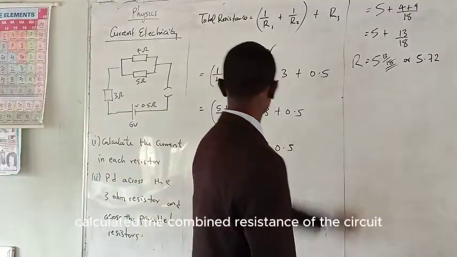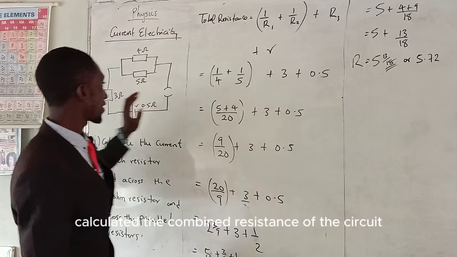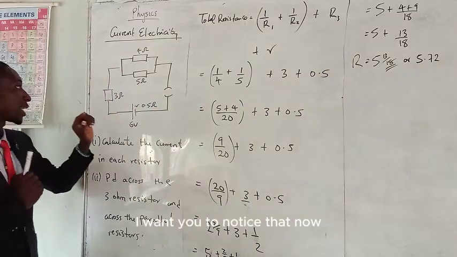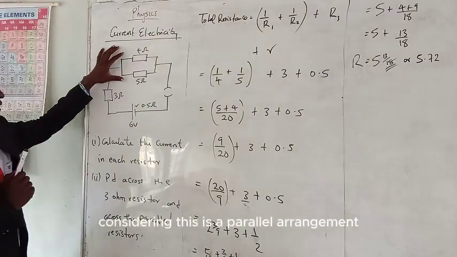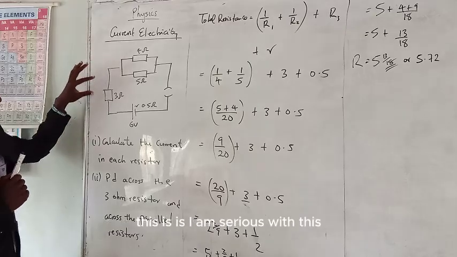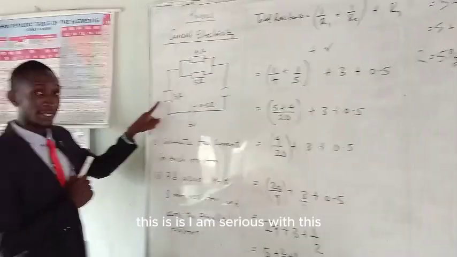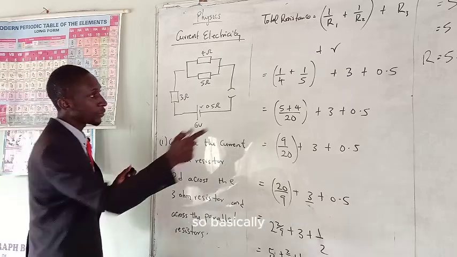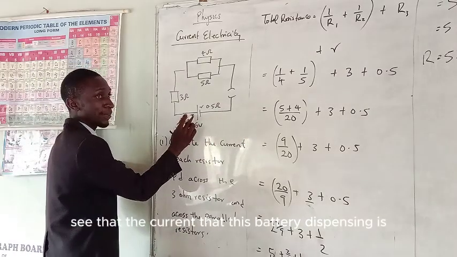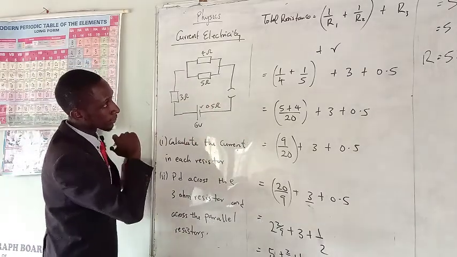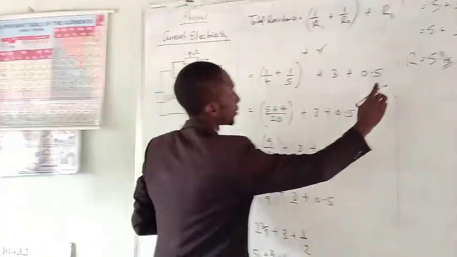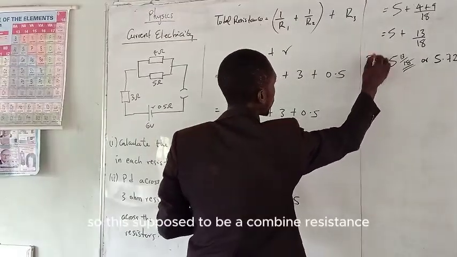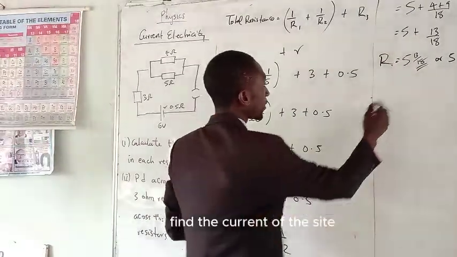Okay, so having calculated the combined resistance of the circuit, I want you to notice that, considering this is a parallel arrangement, this is in series with this. Now, when we combine this, it becomes in series with this. So basically, we could say that the current that this battery is dispensing is... sorry, this is supposed to be the combined resistance. So let's find the current of the circuit.